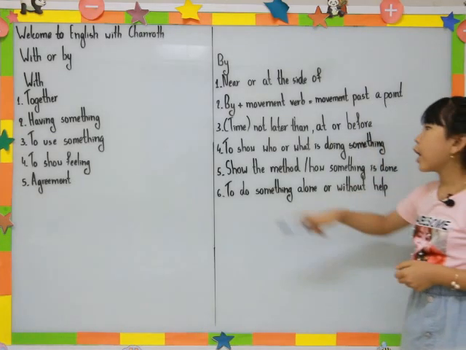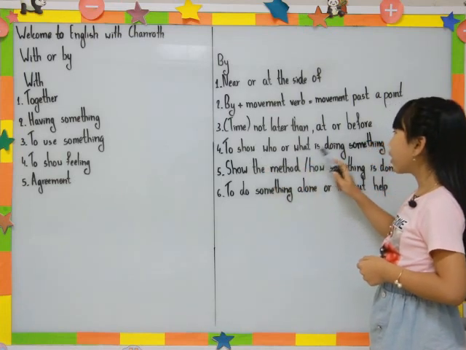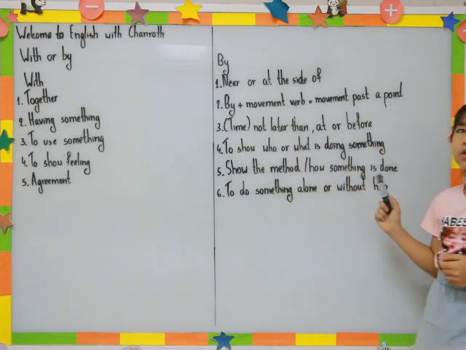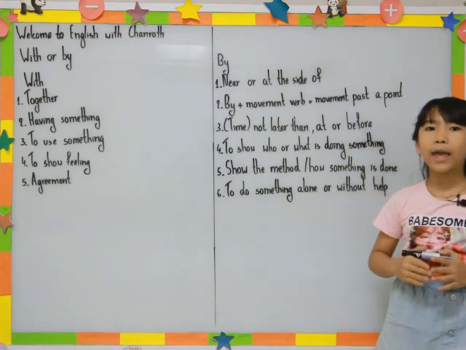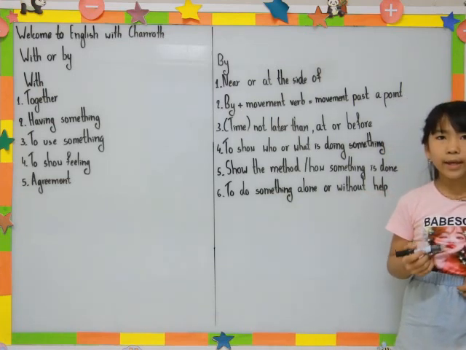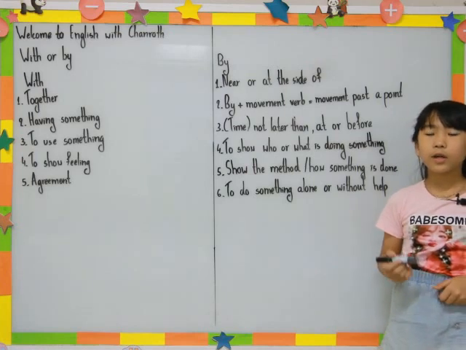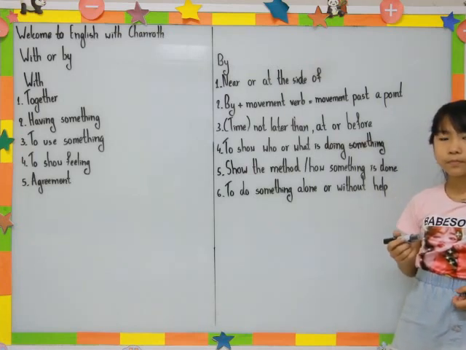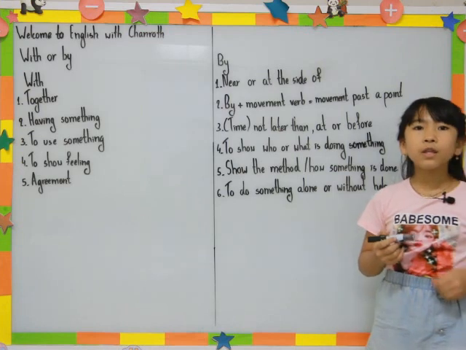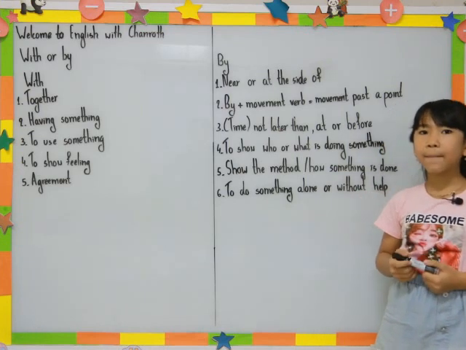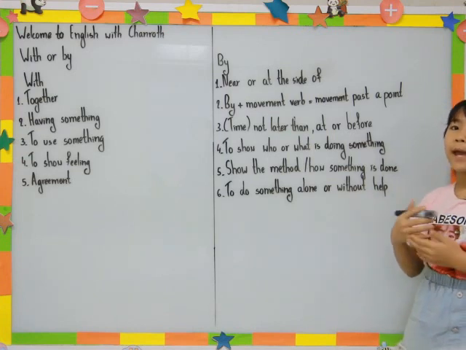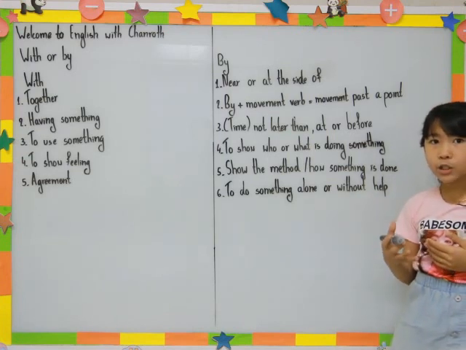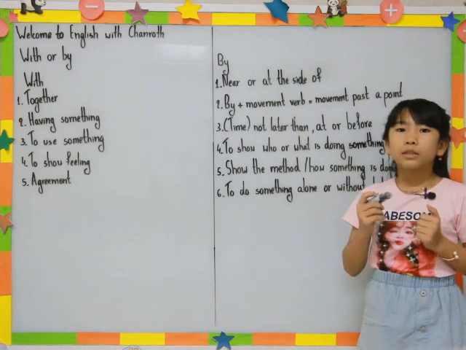So we use by to show who or what is doing something. So for example, I felt frightened by the anger in his voice. So another example, I want my hair to be cut by my mom. So one more example, do you want to be paid in cash or by check?